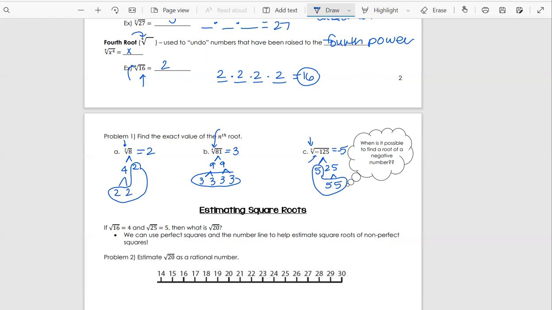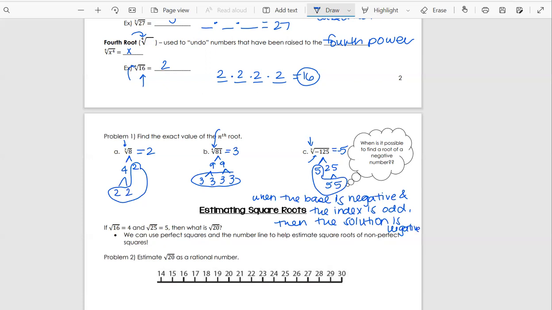And so let's make a note about that. When the base number is negative and the index is odd, then the solution is negative.